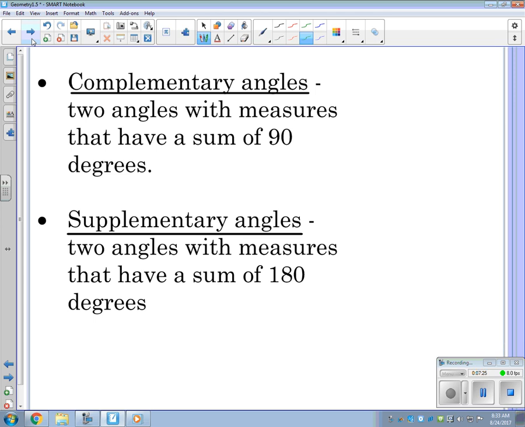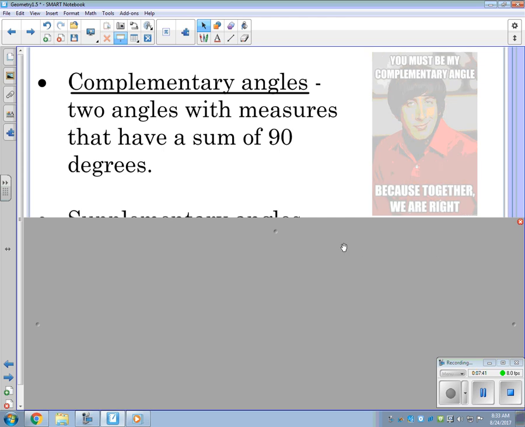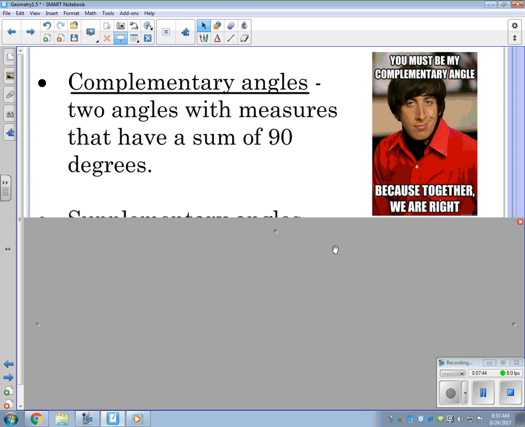Next two definitions, complementary angles. Complementary angles: two angles with measures that have a sum of 90 degrees. And I thought this was too funny not to post it in the notes. So 90 degrees, you'll often see those in a pair of angles that form a right angle. Not that it has to be that way.